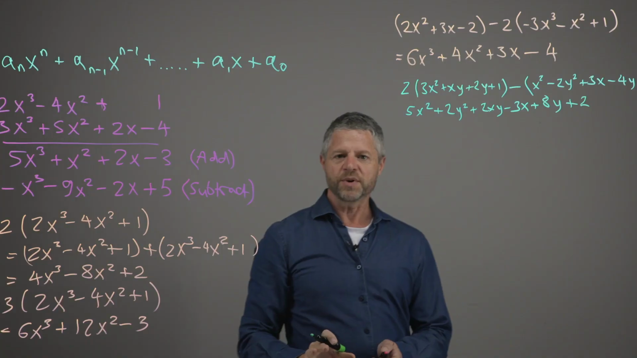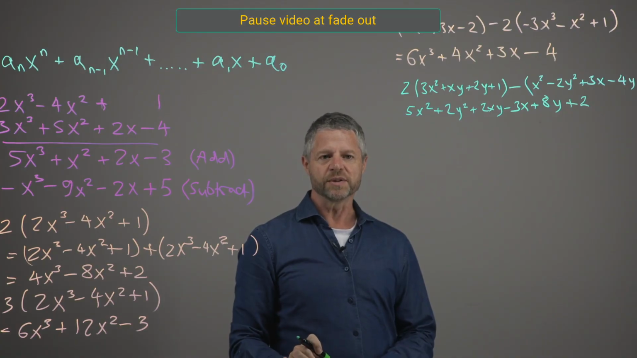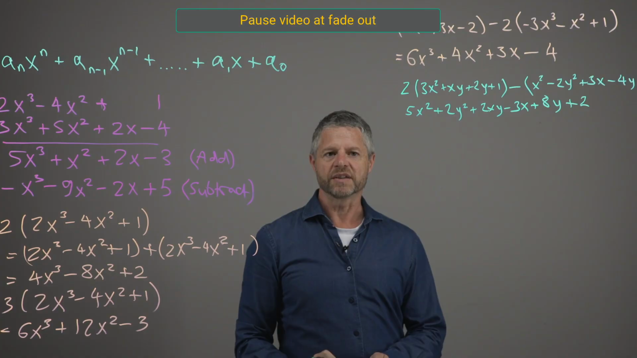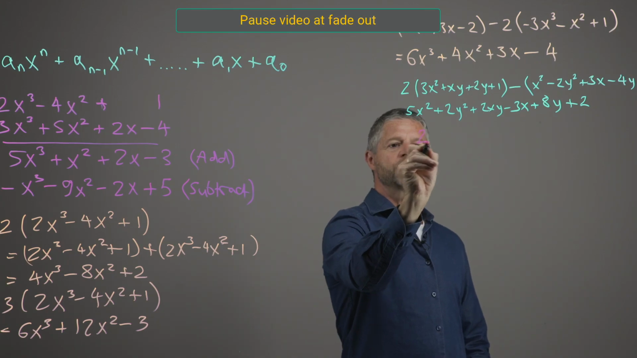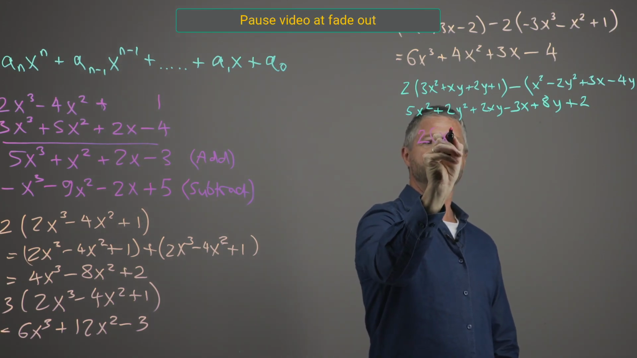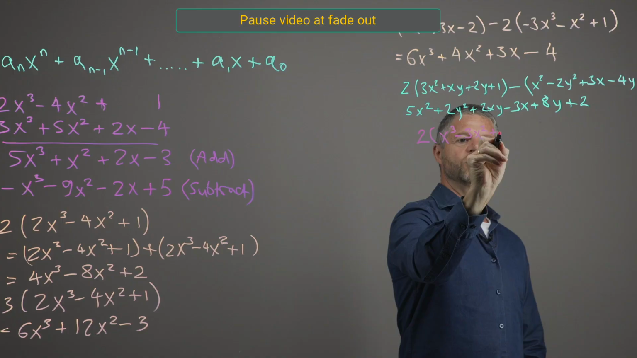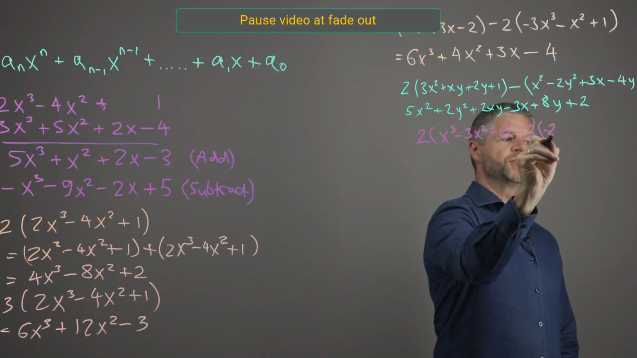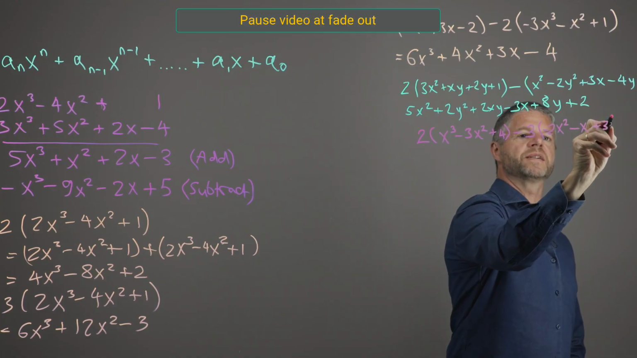So at this point, pause the video and see if you can do the next 2 polynomial addition, subtraction, multiplication problems, and then come back to the video and see if you got the correct answers. So for the first one, I'd like you to do 2 times x cubed minus 3x squared plus 4, and then subtract 3 times minus 2x squared minus x plus 3.